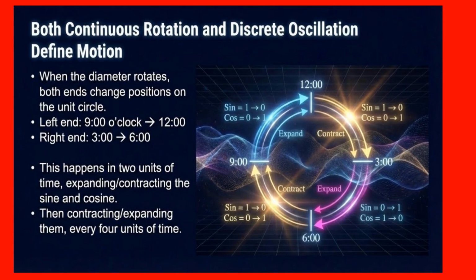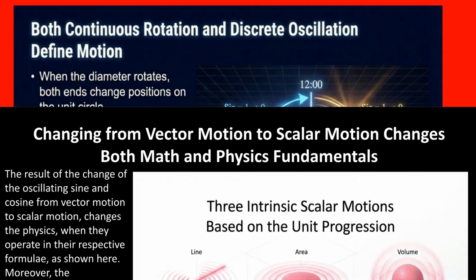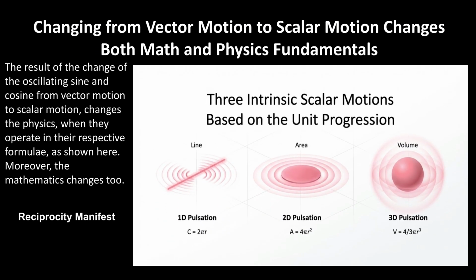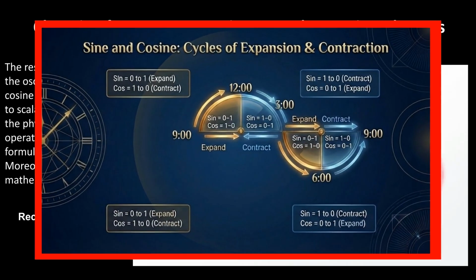As the diameter rotates, its ends change position, leading to expansion and contraction of the sine and cosine projections over time. Changing the oscillating sine and cosine from vector to scalar motion fundamentally changes both physics and mathematics, resulting in the three intrinsic scalar motions shown here, based on the unit progression.